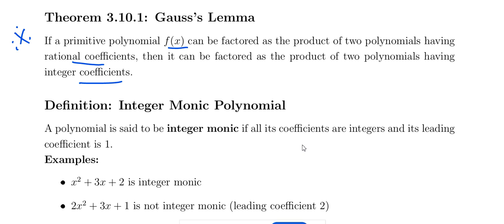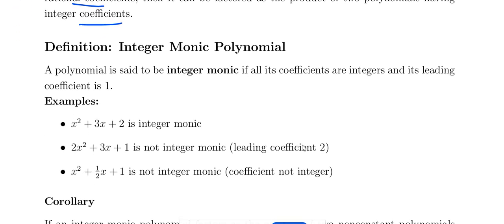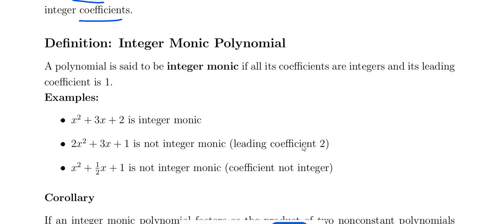If it can be factored with rational coefficients, then it can be factored with integer coefficients, that is for the primitive polynomial. This is the Gauss lemma, and now the definition of an integer monic polynomial: a polynomial is said to be integer monic if all its coefficients are integers and its leading coefficient is 1. Leading coefficient means the coefficient of the highest power is 1. These are integer monic polynomials, the coefficients are integers and the highest power's coefficient is 1. This one is not a monic polynomial, because the coefficient here is 2.